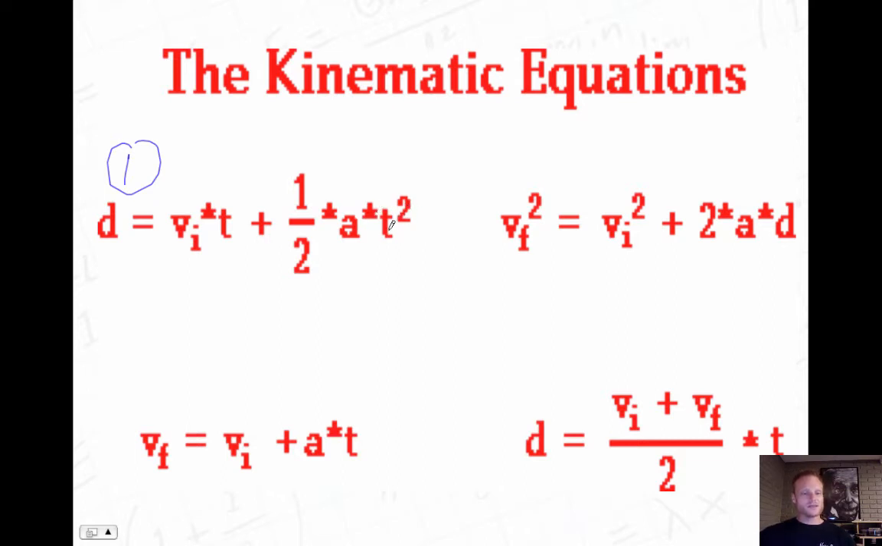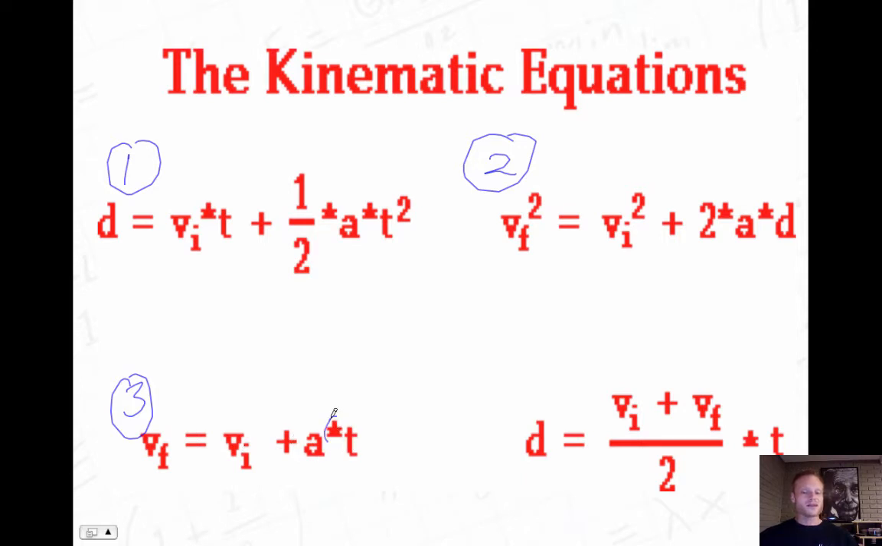So d equals v sub i times t plus 1/2 a t squared. That's the first one. The second one is v sub f, or v final squared, equals v sub i, or v initial squared, plus 2 times the acceleration times the distance, or the displacement, I should really say. So that's the second one. The third one is v sub f, or the final velocity, equals the initial velocity plus the acceleration times time.